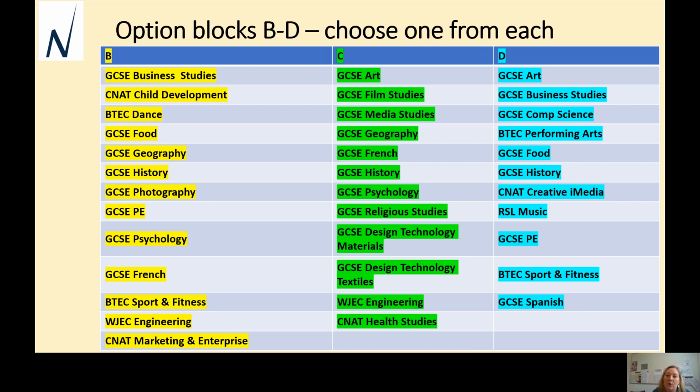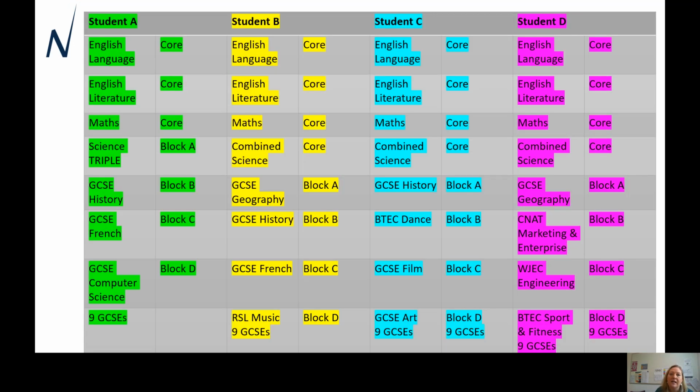And you'll see in this one as well, we've got RSL music. So the RSL qualification is an industry recognised qualification which leads you into, we offer that at sixth form as well, leads you through into that path of creative arts. And so you can see from block B, C and D the sorts of things that are on offer. So let's just look at what that might look like for a child.